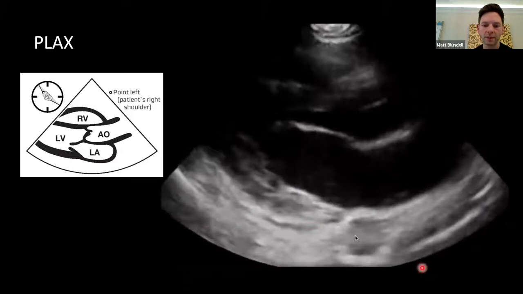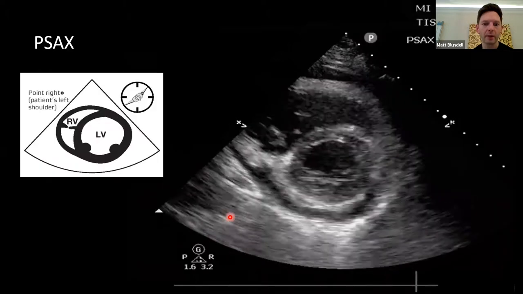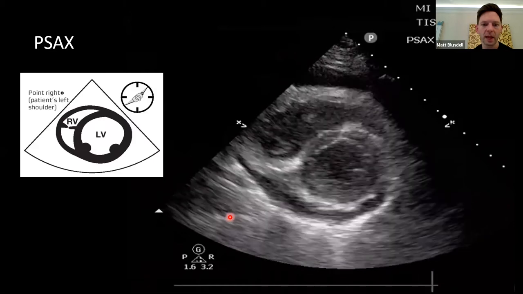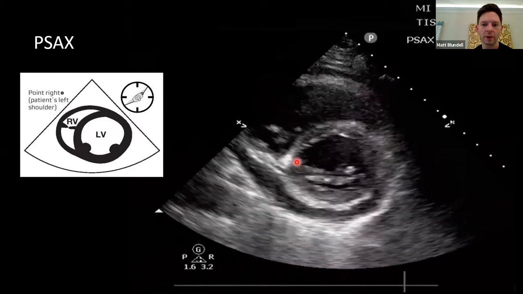If fluid is going posterior to the descending thoracic aorta, that's going to be pleural fluid. It can actually catch people out. You can actually have both. So if you have fluid anterior and posterior, it means you've got a pericardial effusion and a pleural effusion. Again, another view is parasternal short axis, just helping to confirm that there's fluid around the heart.